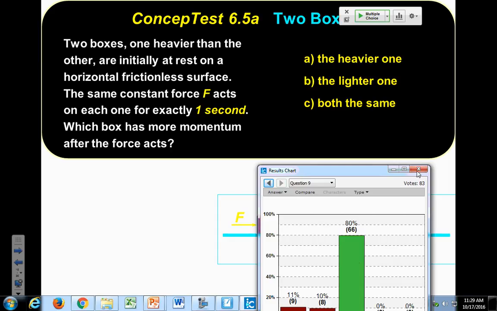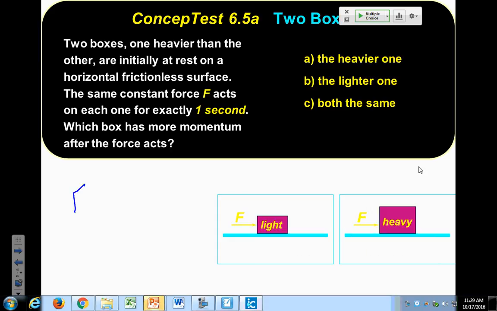Okay, good. C is right. Again, because F equals delta P over delta T. I want to know which one has more momentum, has a bigger change in momentum. But they both have the same force that acts over the same amount of time, so my change in momentum will be the same for both.